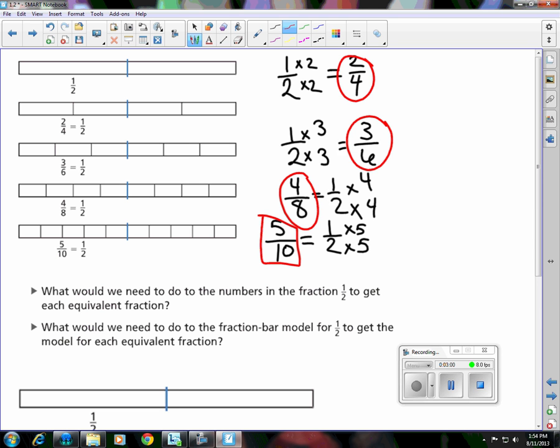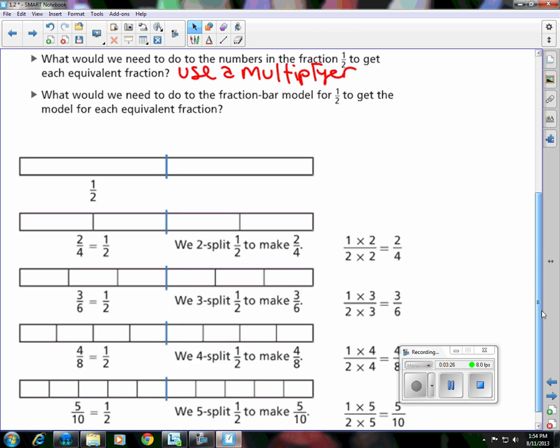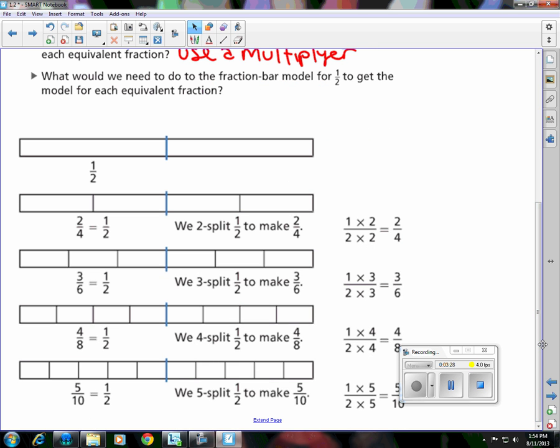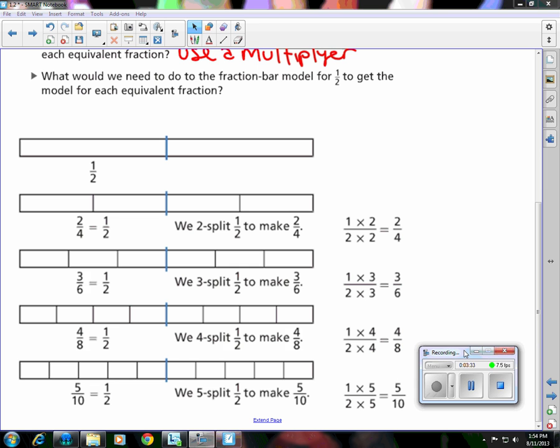Okay, so in order to get those equivalent fractions, what do we have to do? We have to use a multiplier. And remember, whatever multiplier we use, it has to be the same. So we have to use the same multiplier for the numerator and the denominator no matter what. That's shown down here. So this is just showing that exact same thing that I already did up above. So if you want to pause the video, make any notes, take a look at that, go for it.